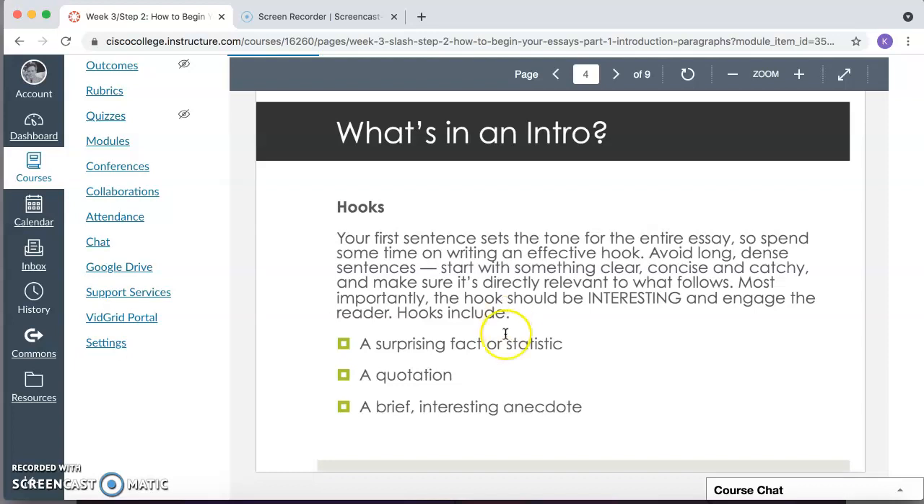They should be interesting. So how do you make it interesting? Well, you could include a surprising fact or statistic that's related to your topic. That might take a little research. You could find a quote, a famous quote that is related to your topic, or a brief, interesting anecdote, which is a short story related to this topic that you're writing about. So these are all ways to begin an essay if you want to begin one effectively with a compelling hook. And it's called a hook because it grabs the reader's attention. This is how you do it.